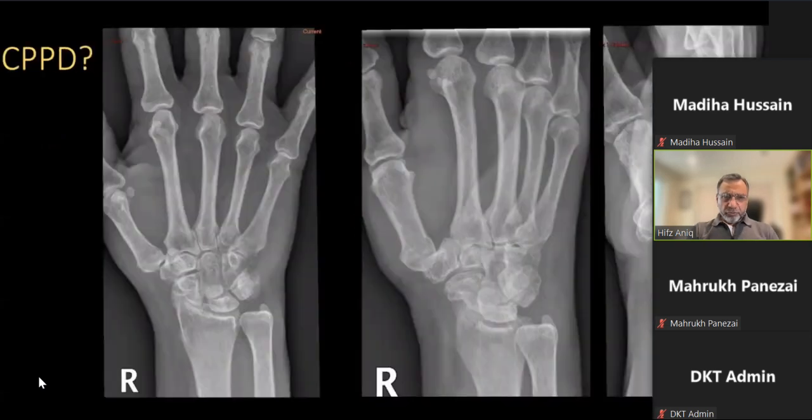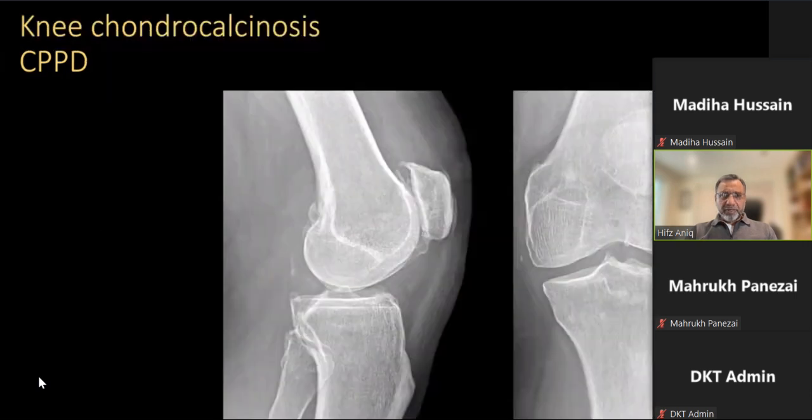So in this case, we're not sure about what it is. So look at there is reduction, but rest of it, maybe a little bit of widening of the scapholunate, not much of a gap. Don't see much calcification. The MCP joints, they're okay. So it is osteoarthritis, which is very common.